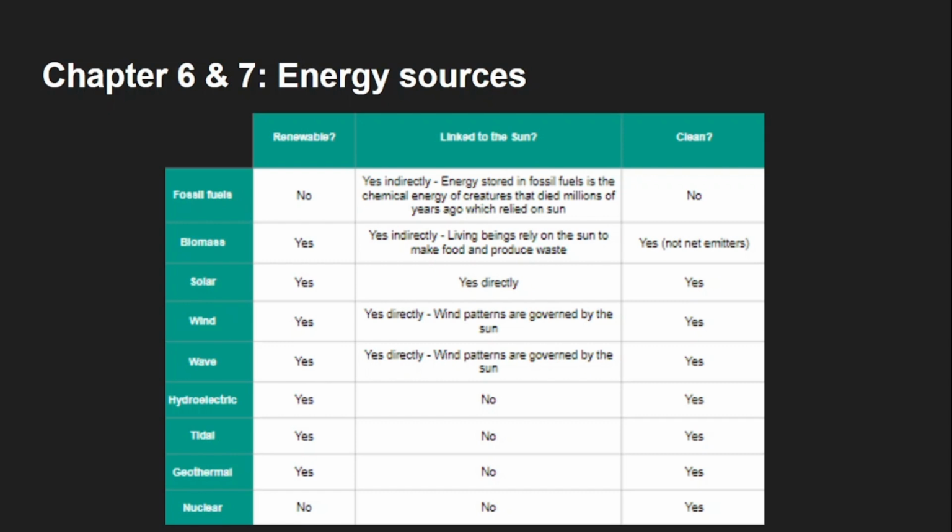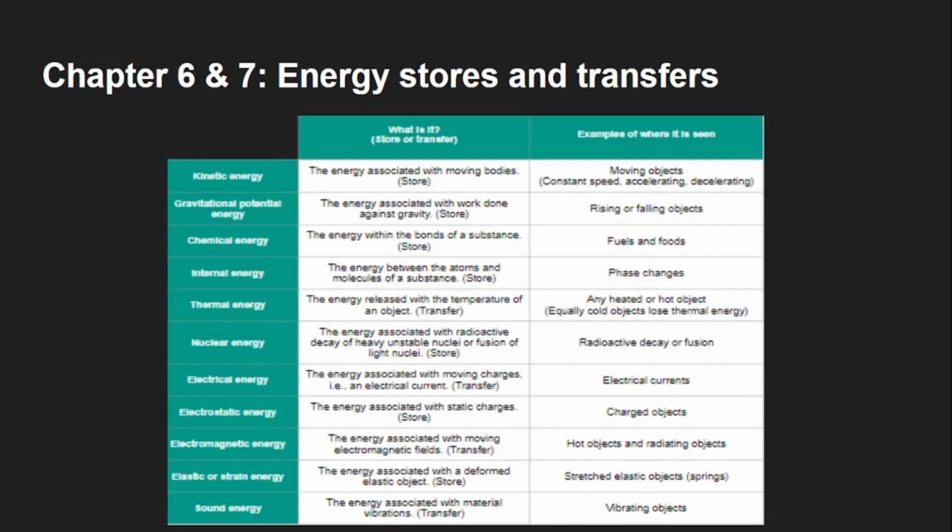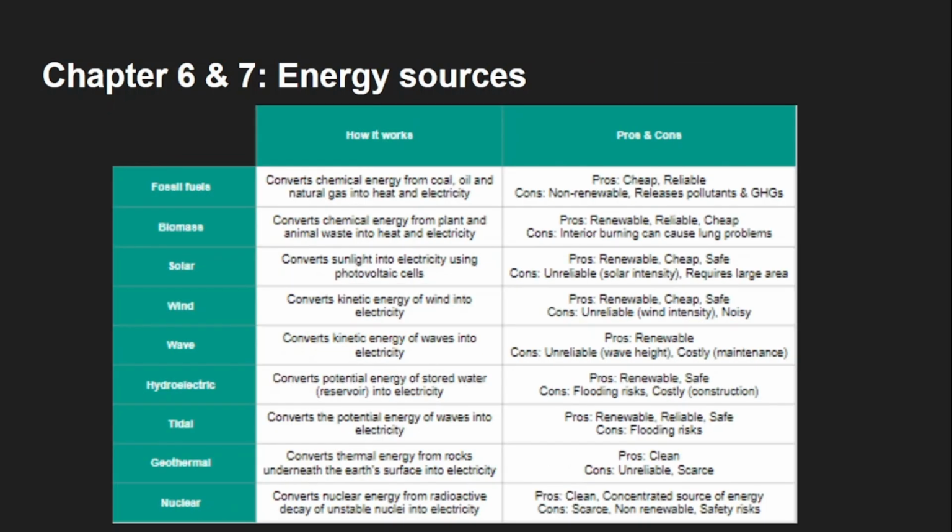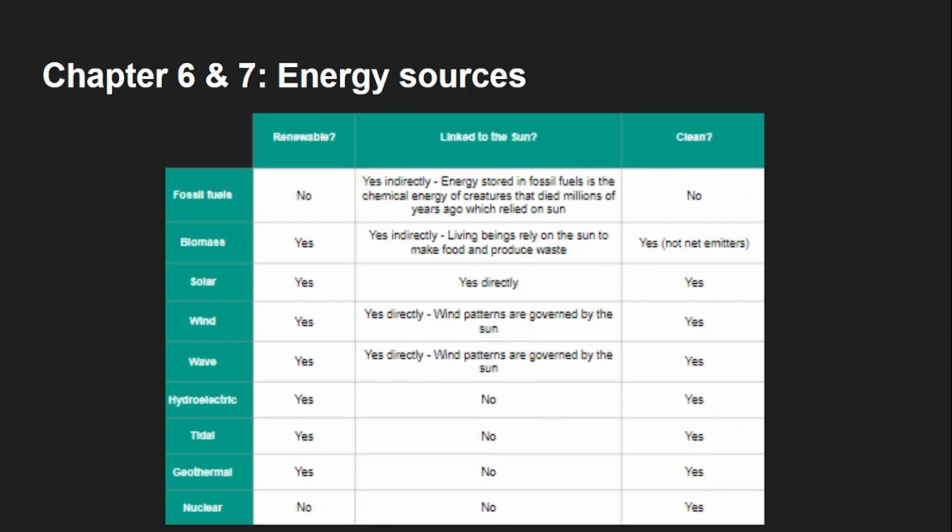So essentially, this is the theoretical aspect of chapters 6 and 7. To be able to describe what an energy store is, what an energy transfer is, what it's associated with, and to be able to give examples of it, to be able to describe different energy sources and the energy transformations they rely on, what the pros and cons of using these different sources of energy are, as well as whether they're renewable, whether they are directly or indirectly linked to the sun, and whether they're clean. So these are the questions that relate to describing energy transformations that are linked to describing energy sources. We can see that you get a lot of these questions in your paper twos.